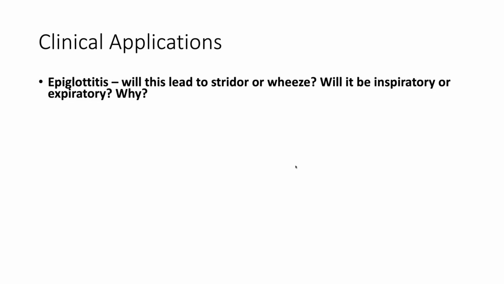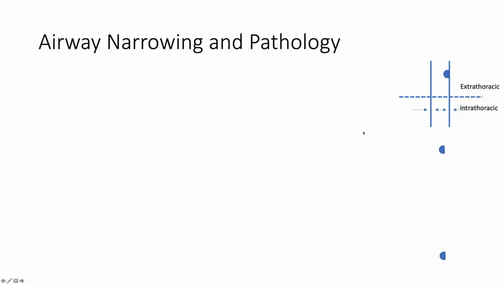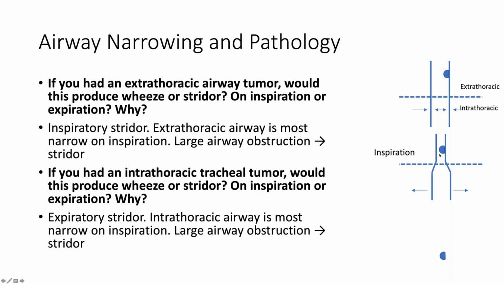On inspiration, you have to ask yourself, is it extrathoracic or intrathoracic? It doesn't always collapse in inspiration. I'm saying it's extrathoracic. So when does your extrathoracic airway collapse the most, on inspiration or expiration? Expiration. So it's inspiration, right? So we'll go back. It's an extrathoracic lesion. But remember, on inspiration, the extrathoracic portion of your trachea is most narrow.